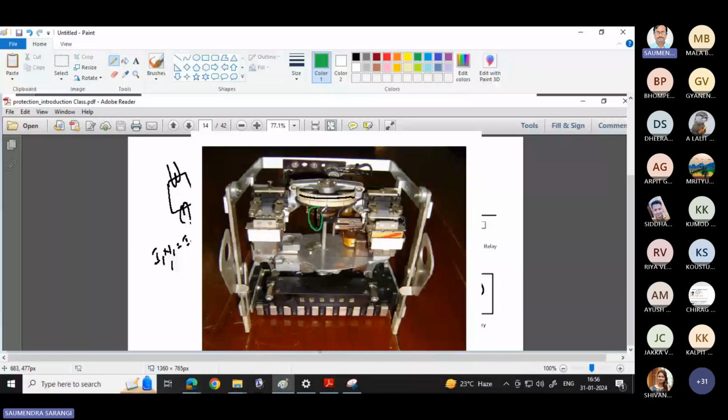Whenever this one will move, if the relay sees a fault, this point will move and it will touch here. So when it moves to this point, it will take some time. So this is the relay operating time. Relay has to operate. It will sense the fault. CTPT will give a signal, then it will see the fault, and it has to operate within a fraction of a second.